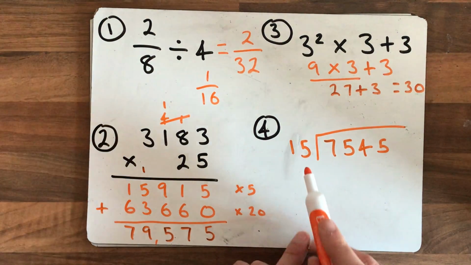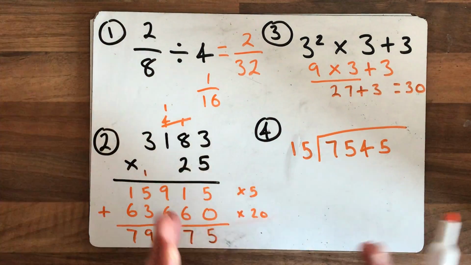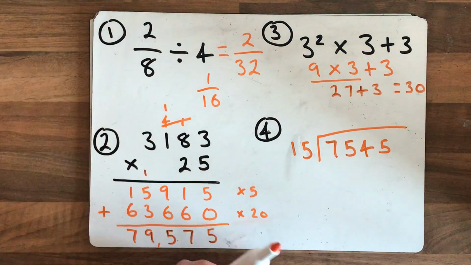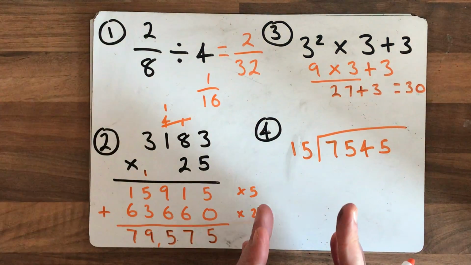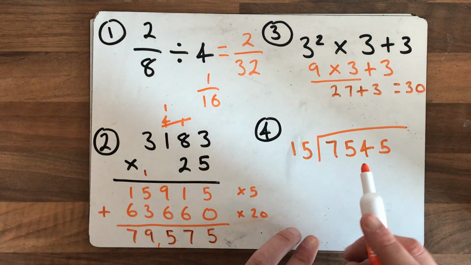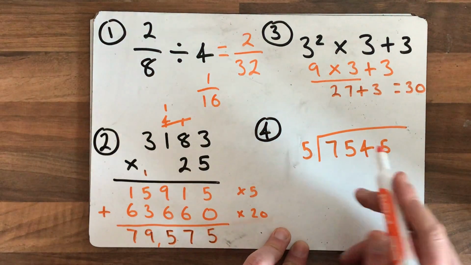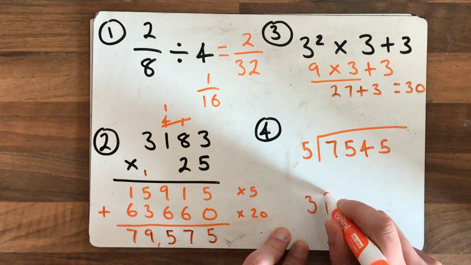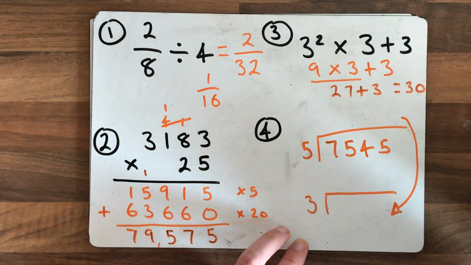Now, looking at 15, what 2 numbers can we multiply together to get to 15? Obviously we've got 1 and 15, there's not much point in doing that because it'd just be the same as the method we've just done. Hopefully you've realised that 3 and 5, so times 3 and 5 together gets us to 15, so we can divide by one of the factors first of all, then take the answer and divide it by the second factor. So we know that 5 and 3 are our factors, so we'll divide by 5 first, and then our answer will come down here and we'll divide it by 3.